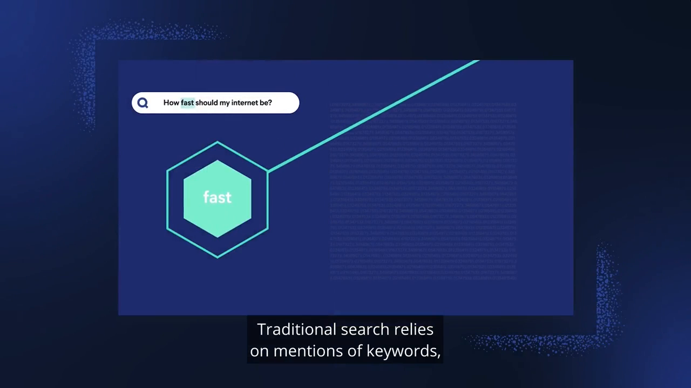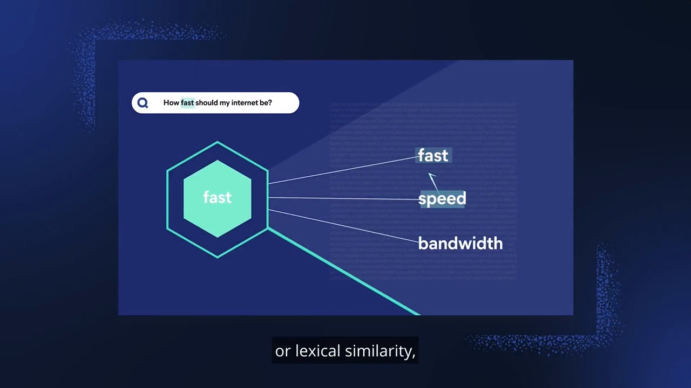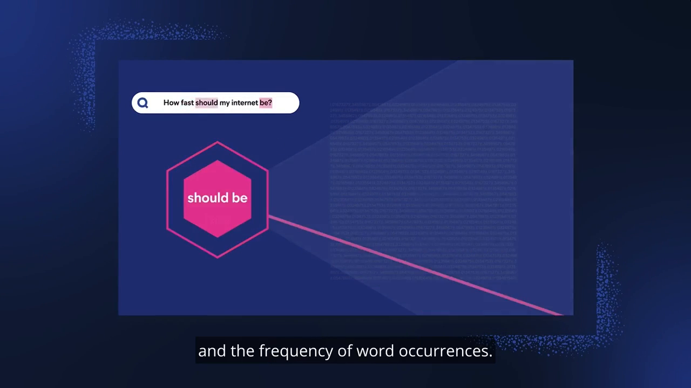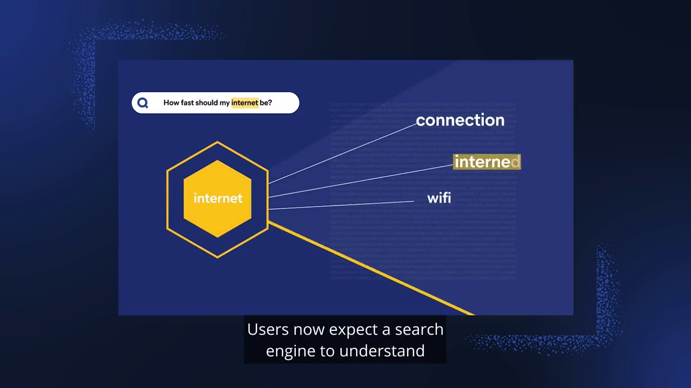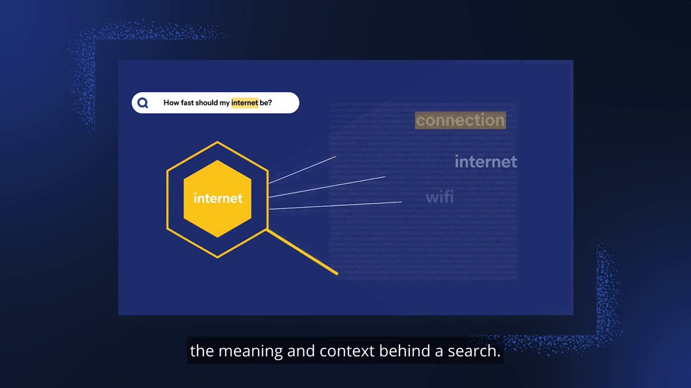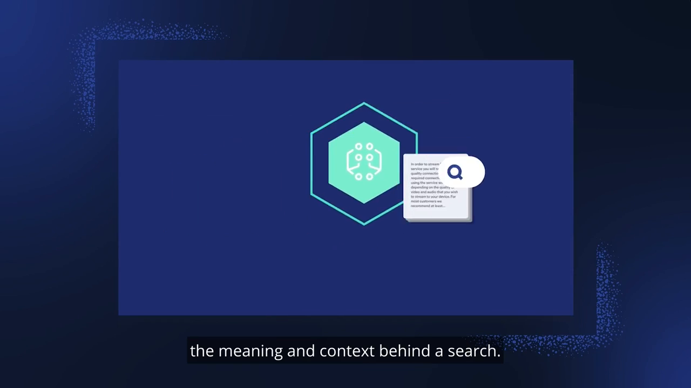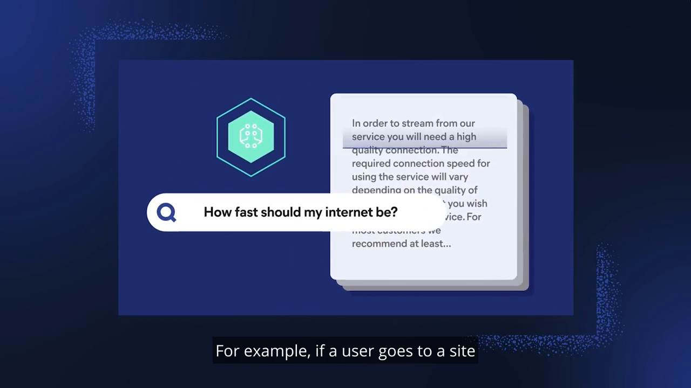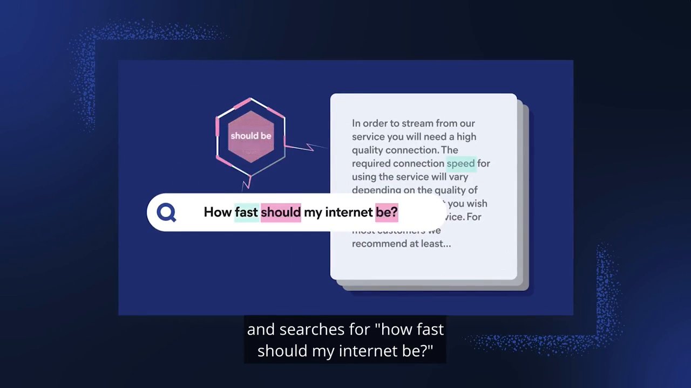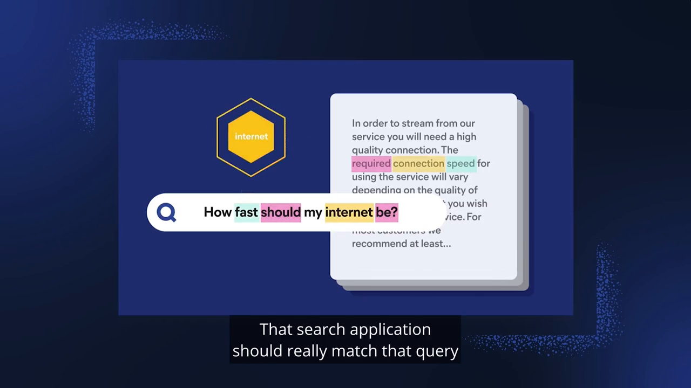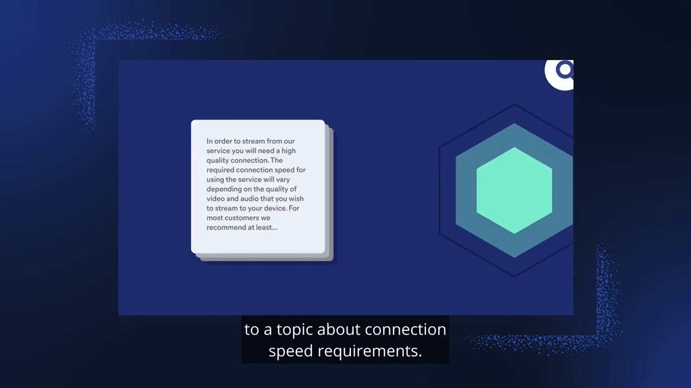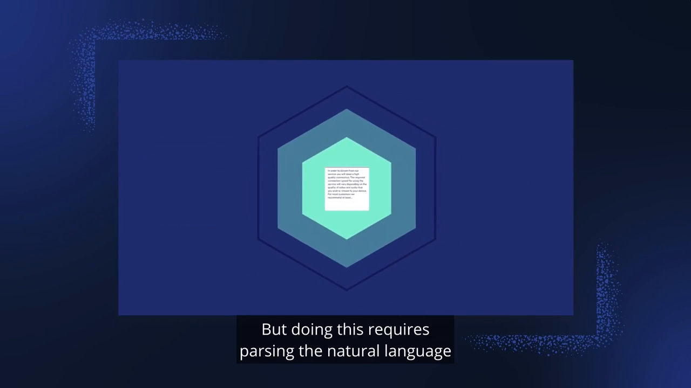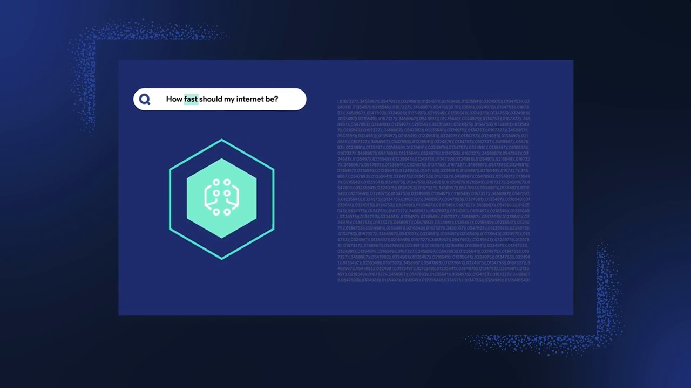Traditional search relies on mentions of keywords or lexical similarity and the frequency of word occurrences. But users these days, they expect more. Users now expect a search engine to understand the meaning and context behind a search. For example, if a user goes to a site and searches for how fast should my internet be, that search application should really match that query to a topic about connection speed requirements. But doing this requires parsing the natural language to identify the search intent.